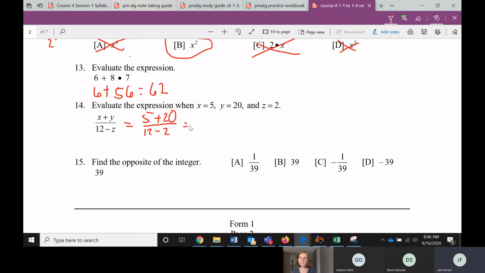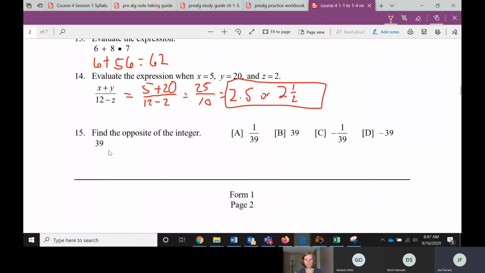Okay, so now we add, we get 25 on top. On the bottom, 12 minus 2 is 10. And now this is all up to you whether you're a fraction person or a decimal person. If you're using your calculator, you're going to get a decimal, and that's fine. You'd get 2.5. Or if you're just good with fractions, if you just looked at this, you may be able to figure out quickly that it's 2.5. So either one of those would be fine for an answer.